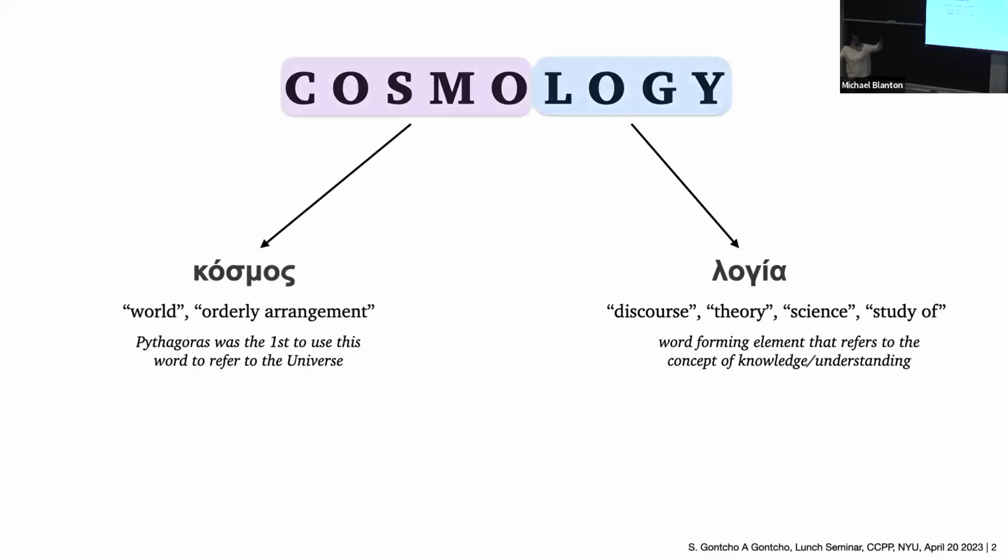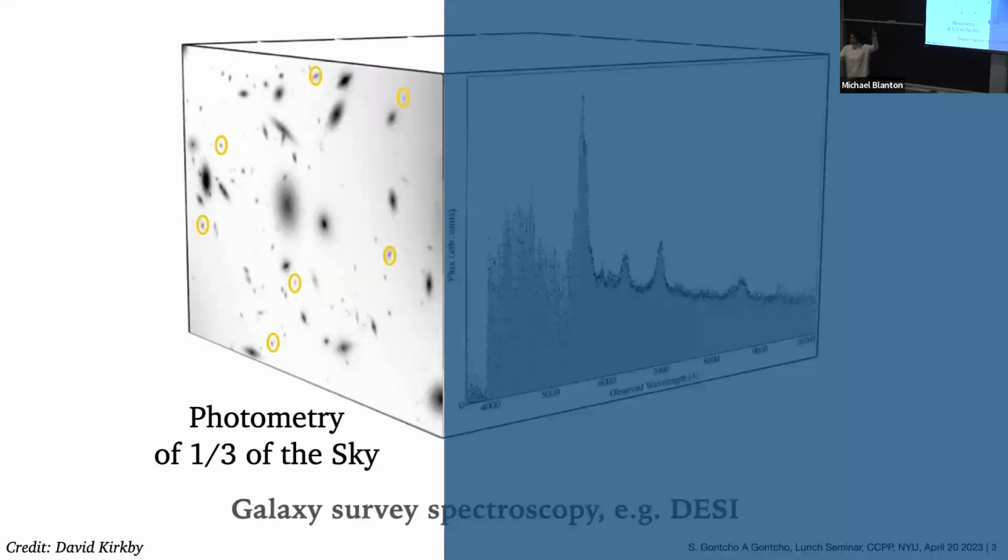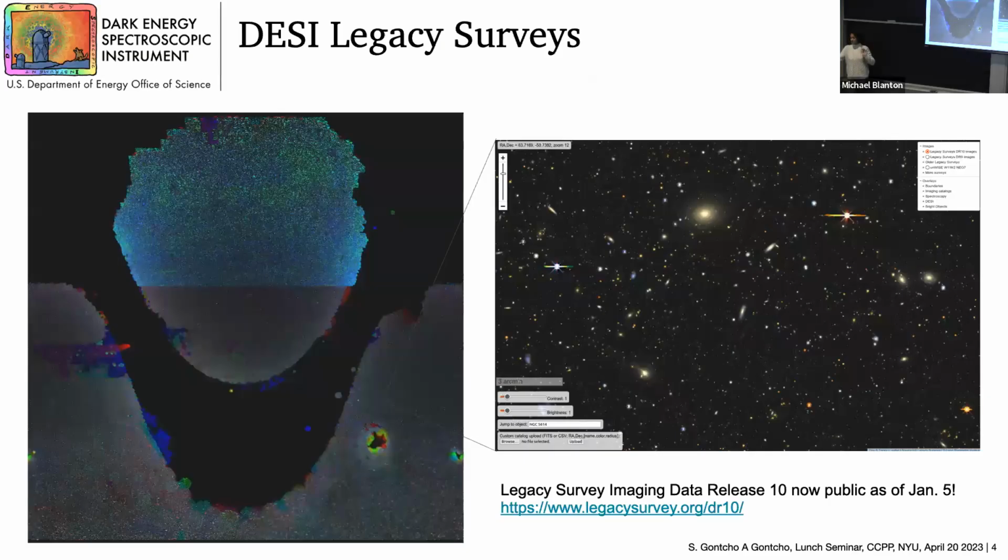So just a reminder of what we're trying to achieve, right? We're trying to understand the universe that we live in, and that means what is it made of, what is its history, and what might come of that. And so that means that for us, we start by taking pictures of the sky. And so DESI, to go on sky and do spectroscopy, had to do first an imaging survey. And so that imaging survey is the DESI Legacy Surveys.